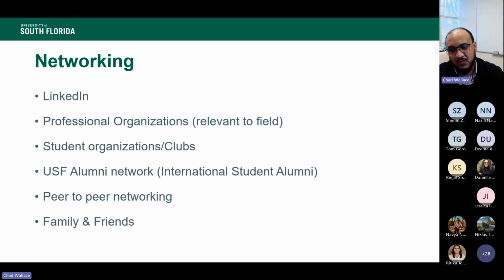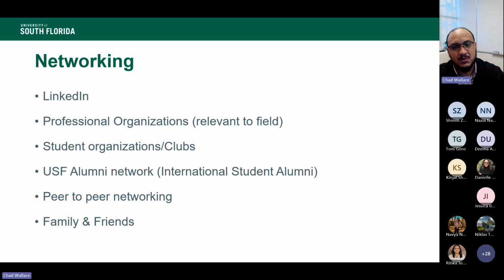Professional organizations are another way for you to network, especially those that are relevant to your field or career interest, because you get to surround yourself with like-minded students that may have similar goals or be pursuing similar opportunities as you. Also, a lot of employers and recruiters connect with professional organizations to recruit. So being part of a professional organization can help you as well when you are exploring jobs.